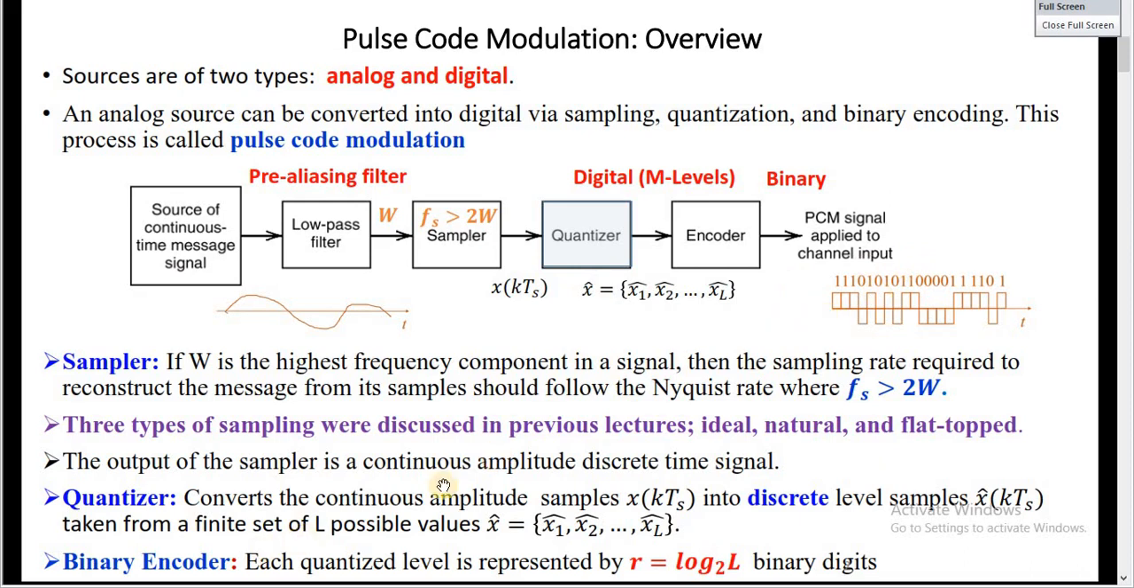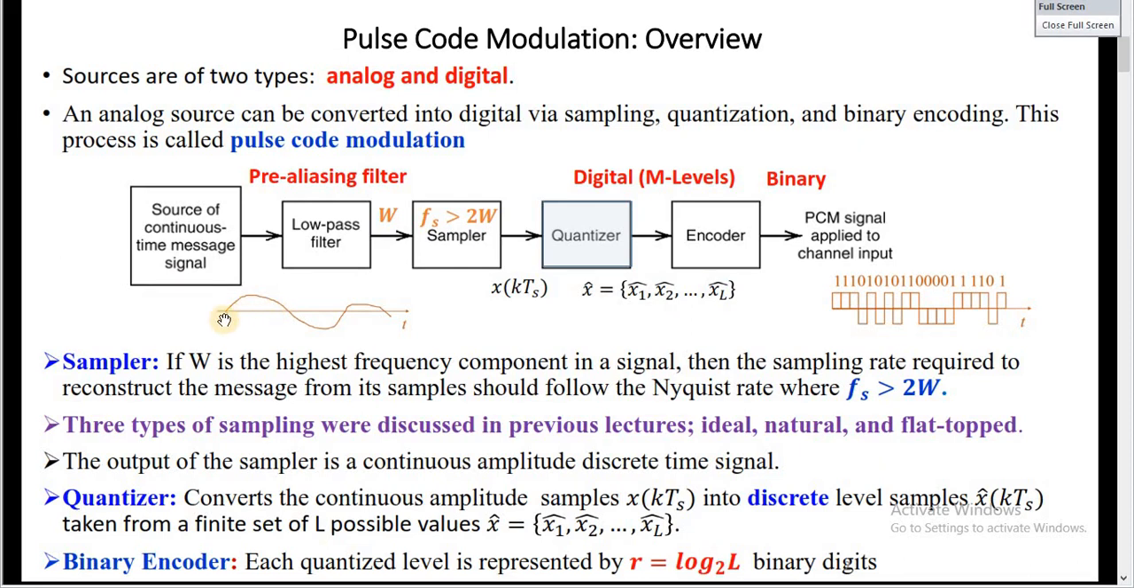The binary encoder is the last unit in the PCM system. Each quantized level is represented by R equal log base 2 L binary digits. So this encoder maps each level into a sequence of binary digits, depending, of course, on the number of quantization levels. We have this formula that R, the number of binary digits needed to represent each level of the quantized set, equals log base 2 of L. If L is 8, then we need 3 binary digits. If L is 16, then we need 4 binary digits.